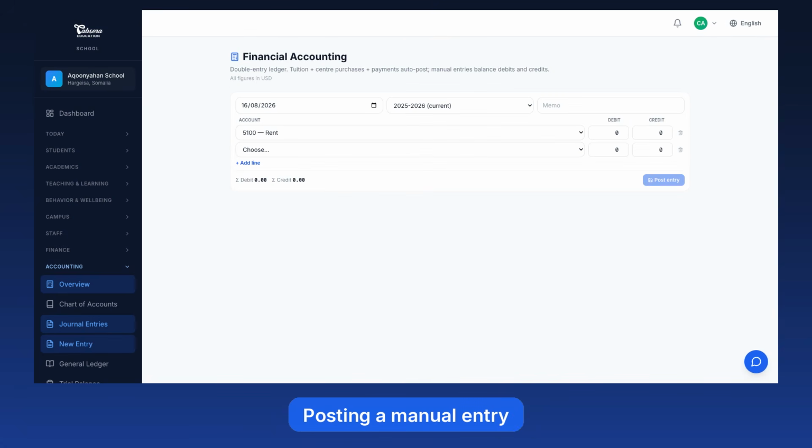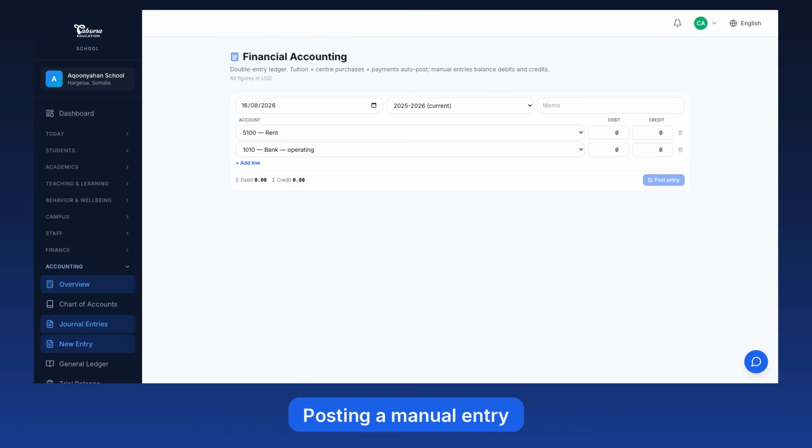This is the manual entry form, and it is the one screen in the portal that assumes you know some bookkeeping. Pick the academic year it belongs to, give it a date and a memo, the sentence that explains to a future reader why this exists, and then the lines. Every line is an account and either a debit or a credit, chosen from your chart: cash on hand, bank, tuition receivable, rent, salaries, and so on down to other expenses. Add line for as many as the entry needs.